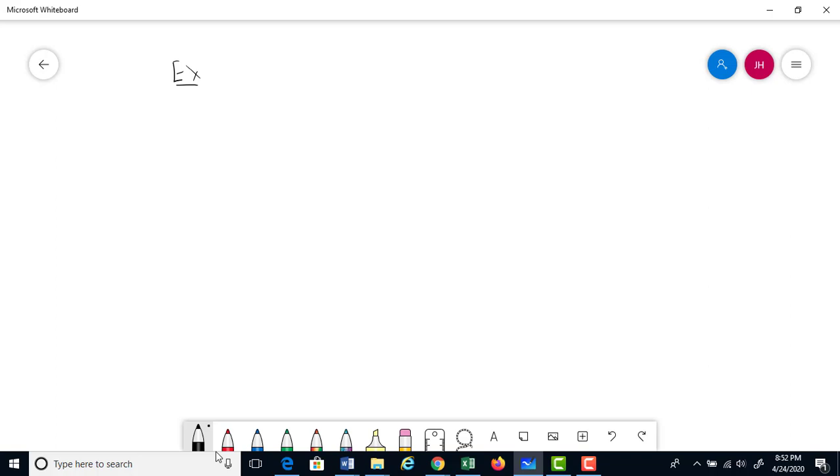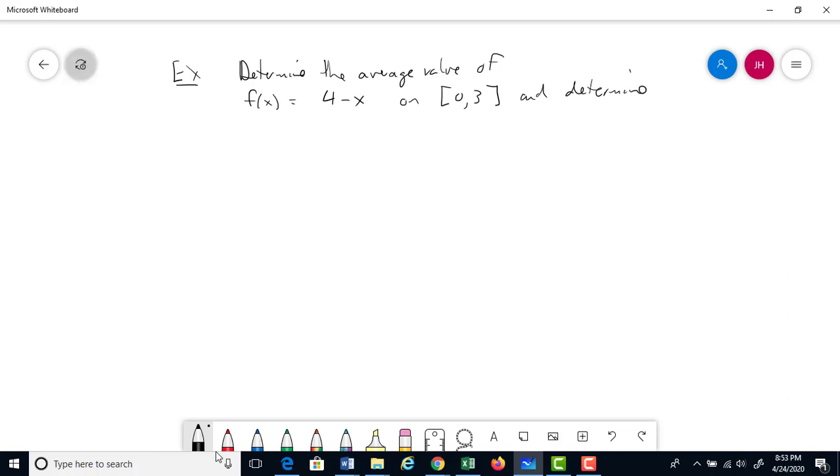Well, we're going to do it anyway, but we're going to do it using the previous problem, and then we'll get to where this comes from. All right, so example: determine the average value of f of x, which is equal to 4 minus x on the interval from 0 to 3. And determine the value at which this happens.